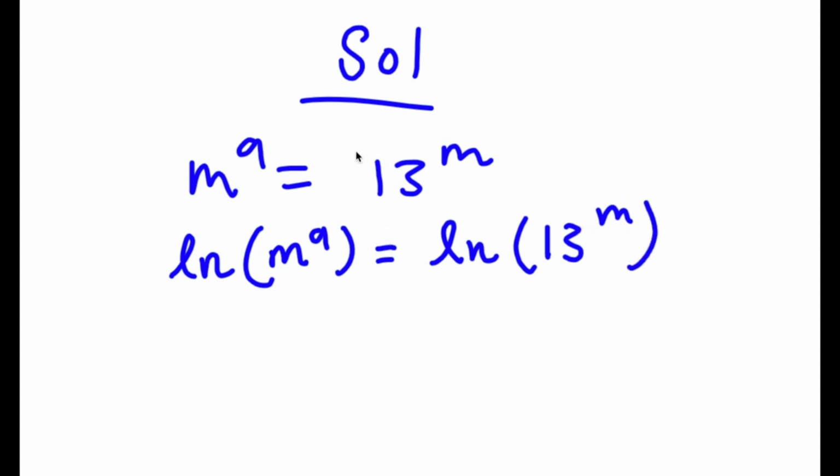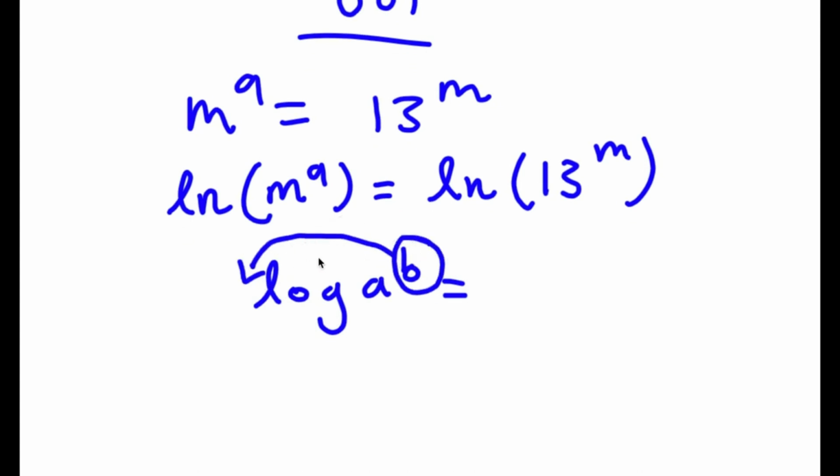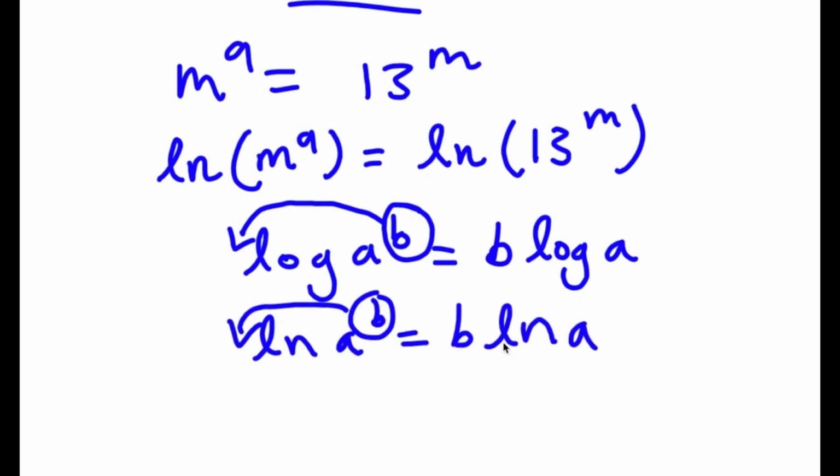Now an important property of logarithms is that, let's say I have log a to the power of b. I can actually move this exponent b to the front of the logarithm. So this would equal b times log a. And this property is known as the power property. And because ln, the natural log, is also a logarithm, if I have ln a to the power of b, this is equal to, I can move my exponent, b times ln a.